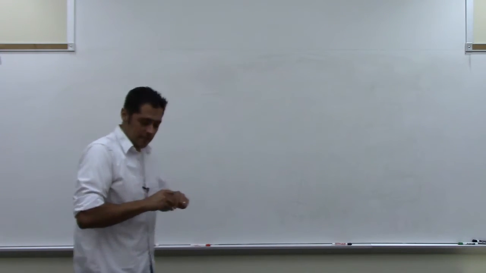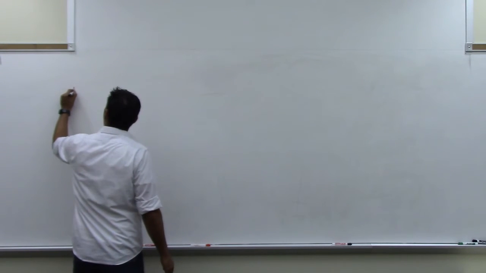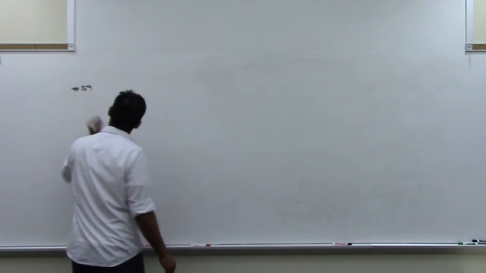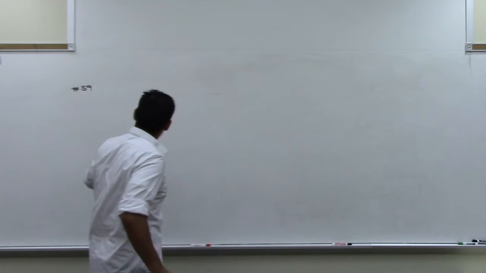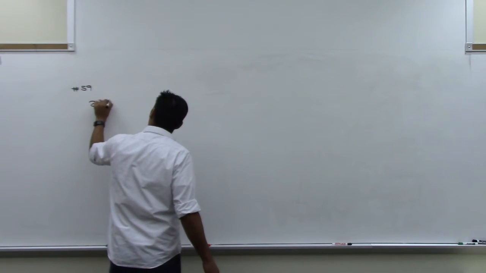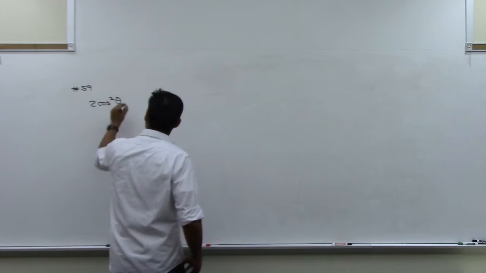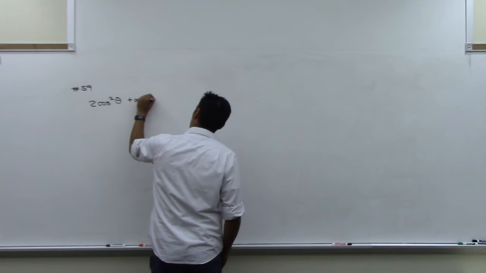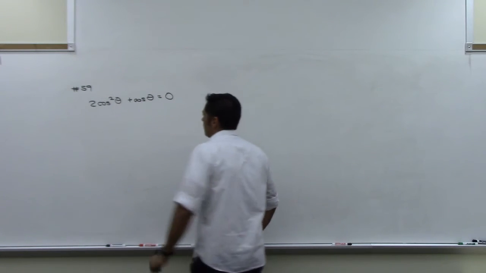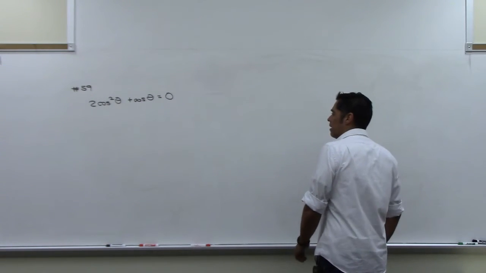Number 59. Two cosine squared theta plus cosine theta is 0. All right, looks a lot like a quadratic.